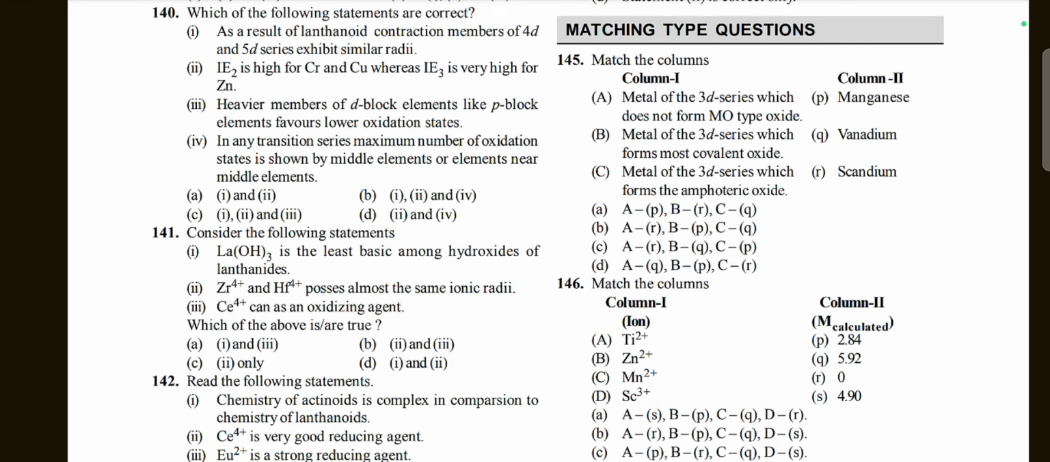147 matching type questions. 145. Metal of 3D series which does not form MO type oxide: scandium. Metal of 3D series which forms covalent oxide: manganese. Metal of 3D series which forms amphoteric oxide: it is vanadium. So option B will be the answer.